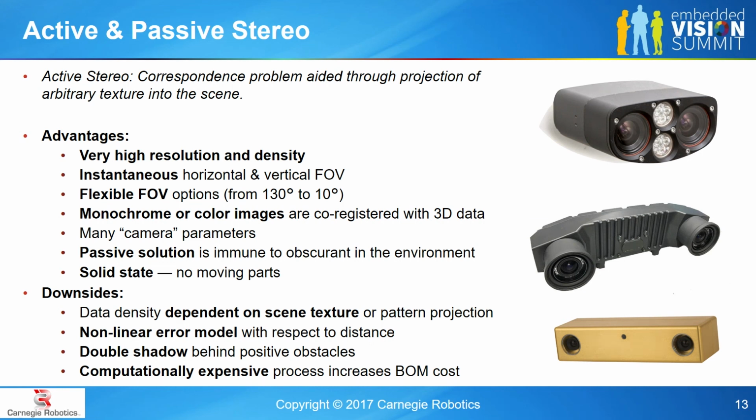And I mentioned before that double shadow behind positive obstacles. That's because to get a return, both cameras have to see whatever piece of scene they're looking for. And behind this podium, my two eyes see slightly different field of view obstructions. So it actually casts two shadows through the world, one from each of my two eyes. Same thing with stereo.